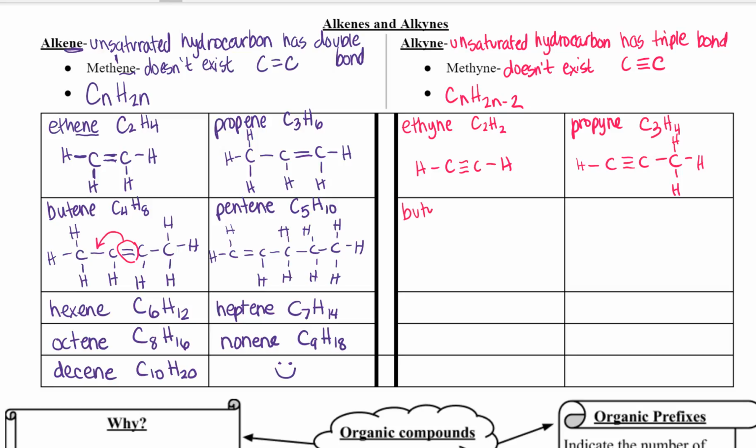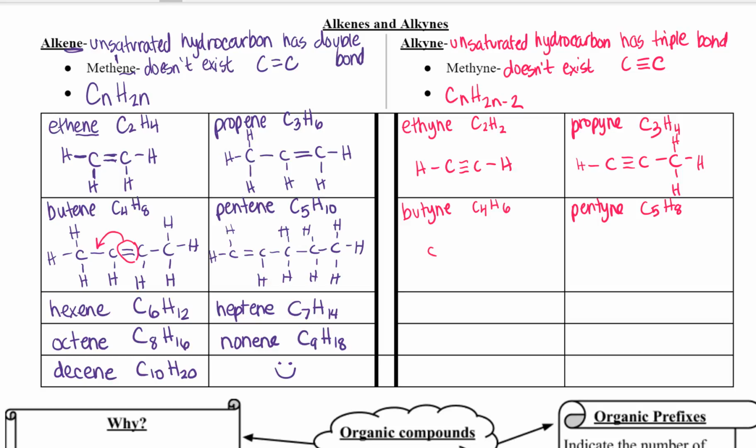Let's do butyne and pentyne. So but means 4, so C4. Times 2 minus 2, for the H's. 4 times 2 is 8, minus 2, there are 6 hydrogens here. Pentyne is C5, pent means 5, times 2 minus 2 is H8. Now let's draw each structure and see what that looks like.